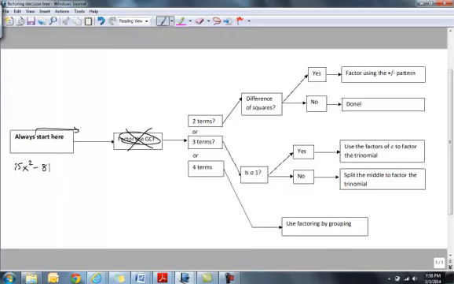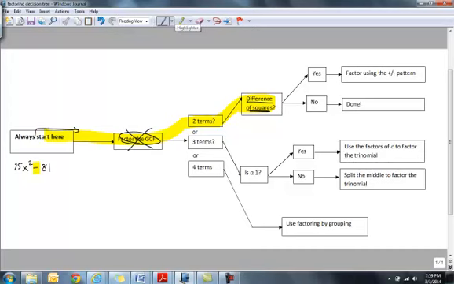Next decision, 2, 3, or 4 terms. I see 1, 2 terms. So 2 terms means we're going to use this upper branch. Our next question is, is it the difference of squares? And this is a term we have not talked about yet, but it's pretty easy to actually understand. Difference means subtraction. So do we have subtraction? Yes, we do. And then is it the subtraction of 2 perfect squares?